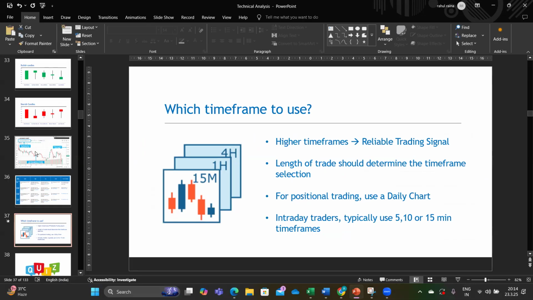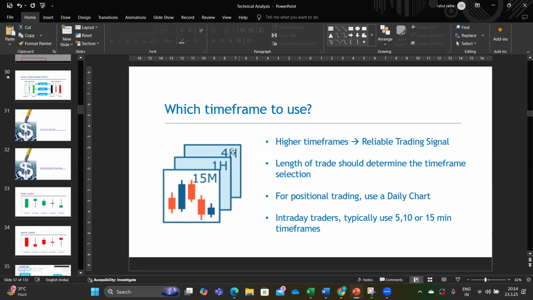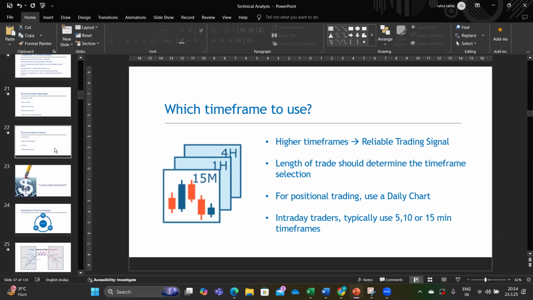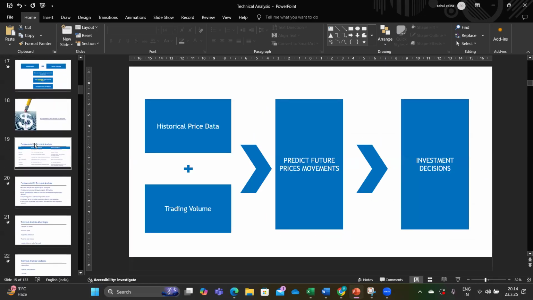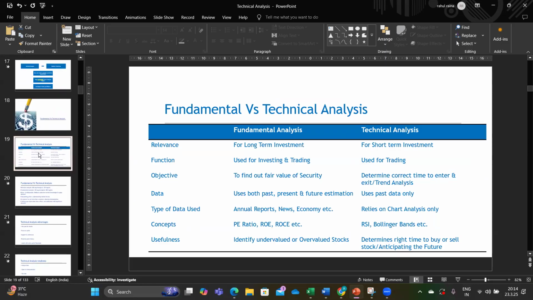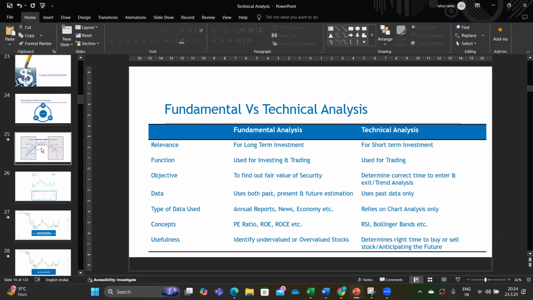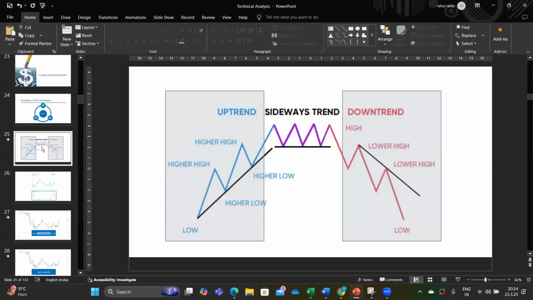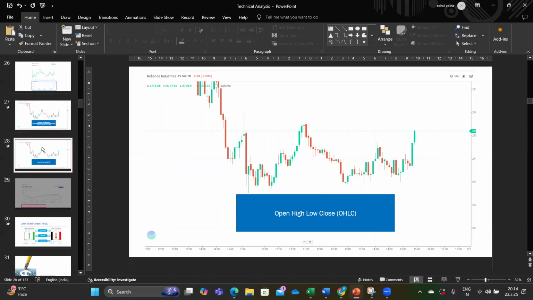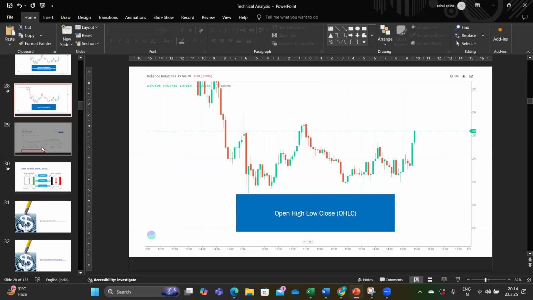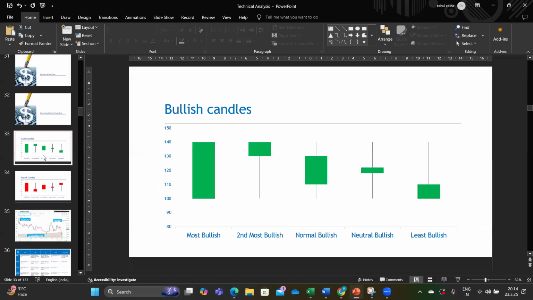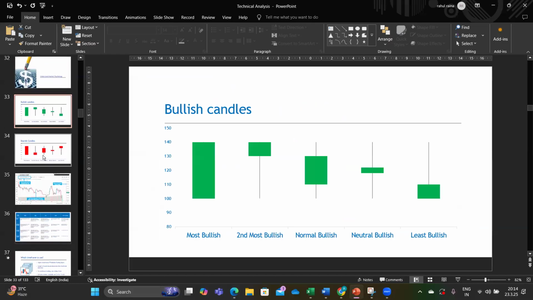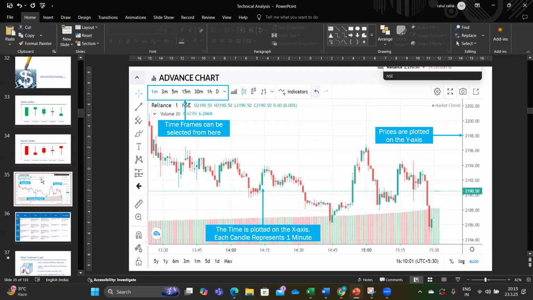Any questions till now, whatever we learned today? So I'll just quickly discuss what we learned. We discussed at a high level what technical analysis is. We also discussed a high-level overview of fundamental versus technical. We learned about the trends: uptrend, sideways, downtrend. We learned about open, high, low, close, or candlestick charts. We learned about when a green candle gets formed, when a red candle forms, and what these candles teach us, the meaning of these candles. And then we learned about the time frame.